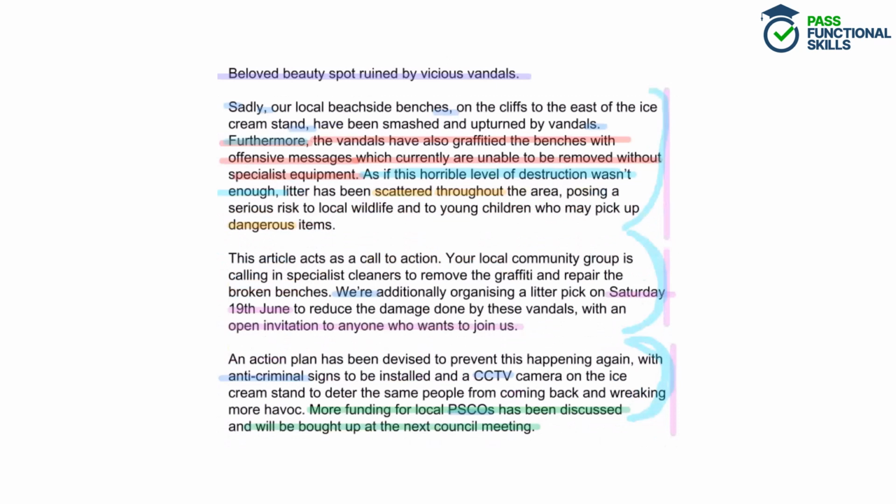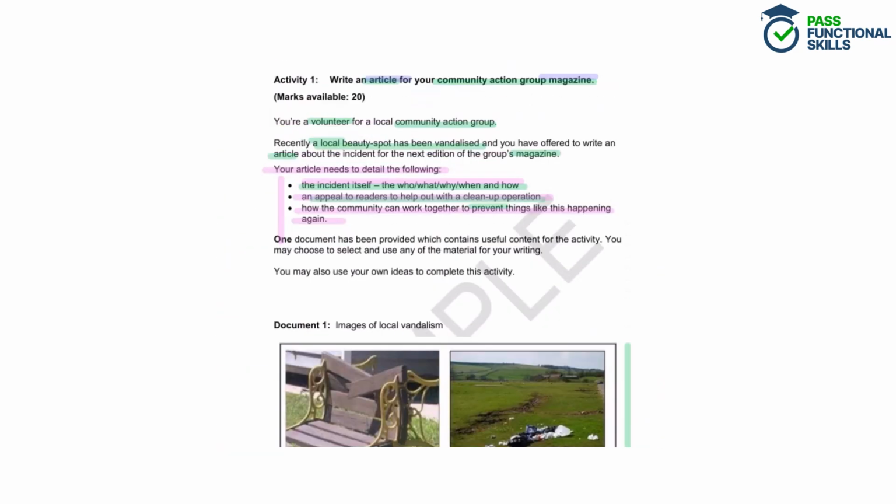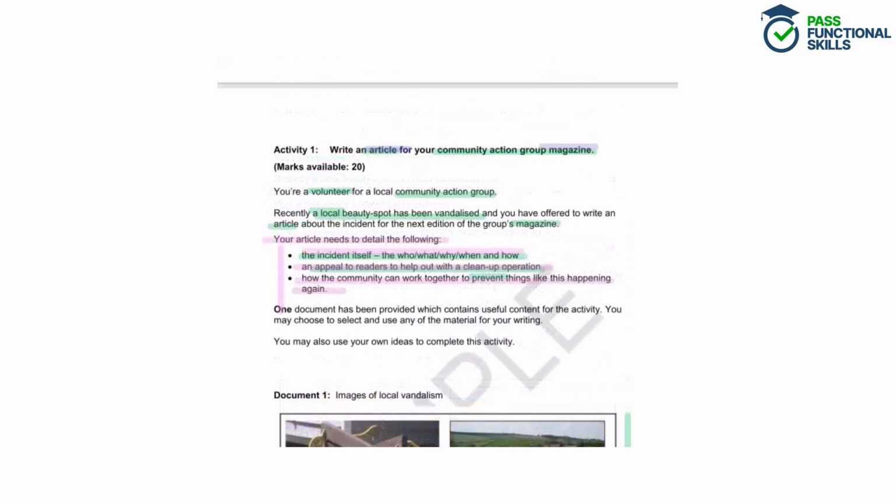Your language and register will also have to be appropriate throughout. How do we know that the language and register in this answer is appropriate? Well, we need to look at the audience and purpose for this. So we know that the purpose is to give details about an incident that has happened. It needs to appeal to readers to help out with a cleanup operation, and it needs to explain how the community can work together to prevent the issues. So that's the purpose. Who are the audience?